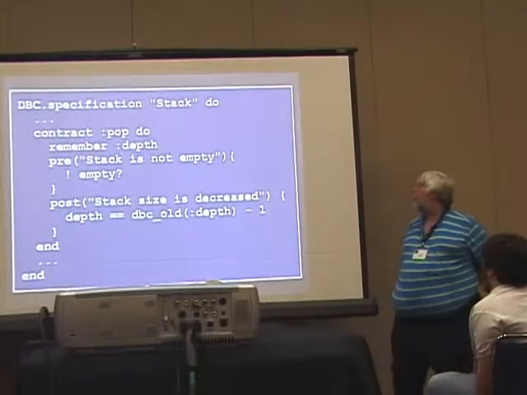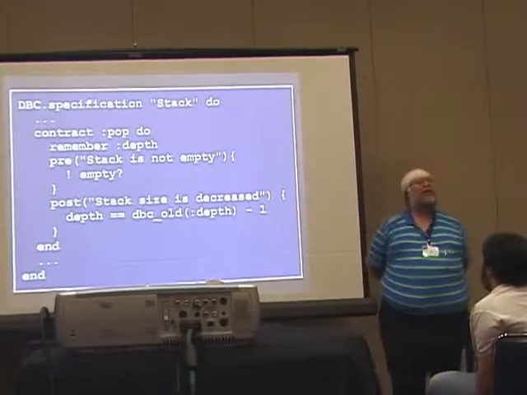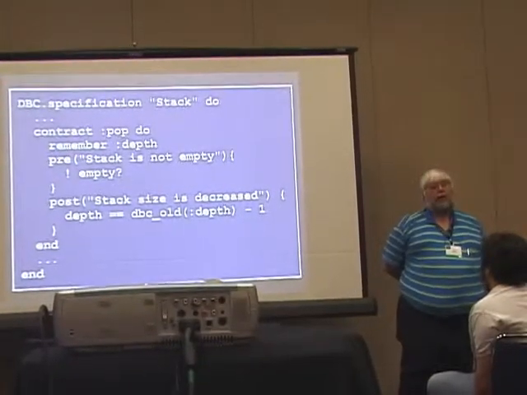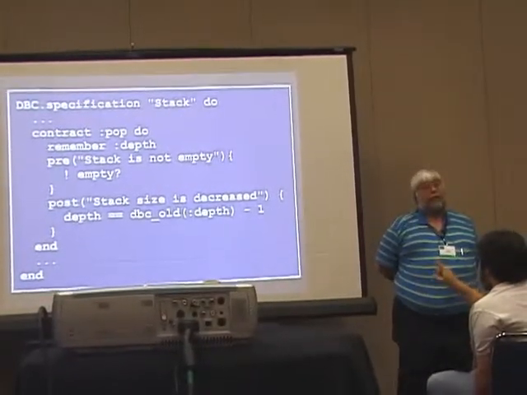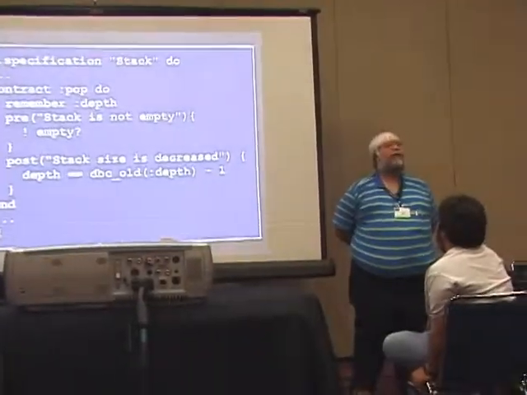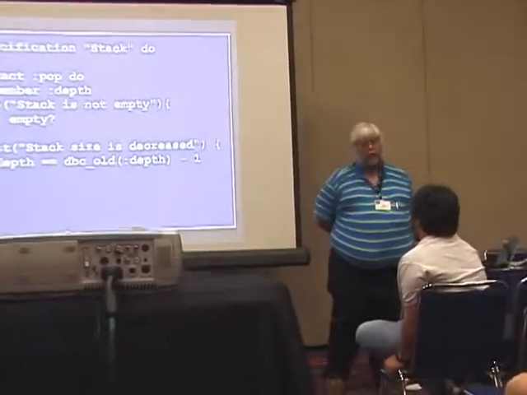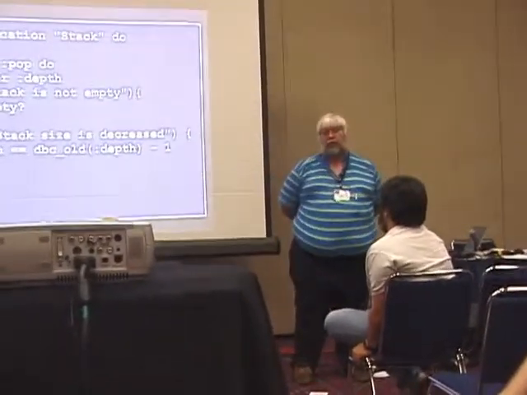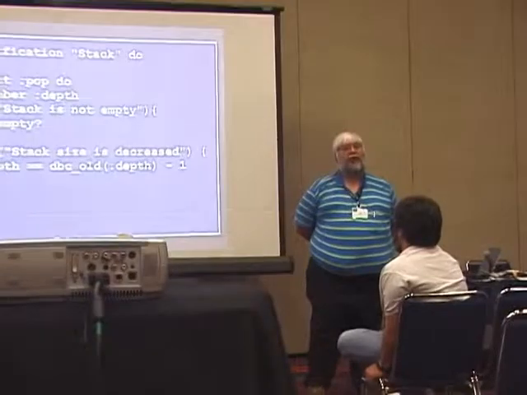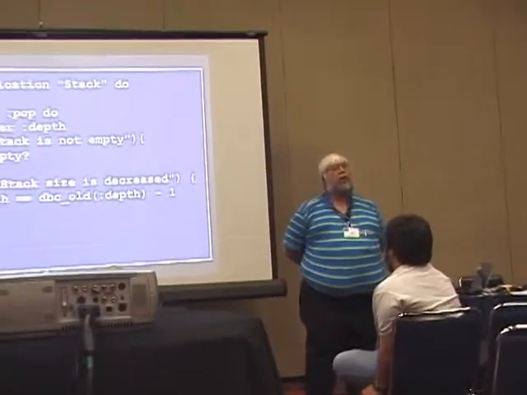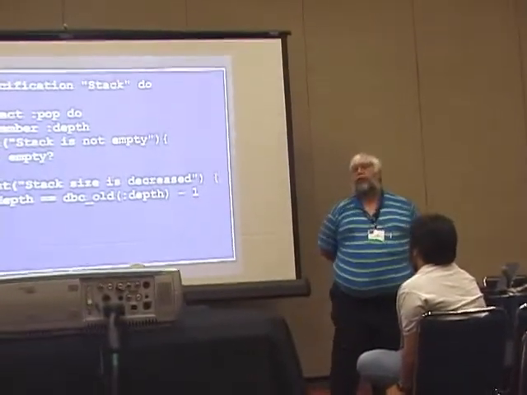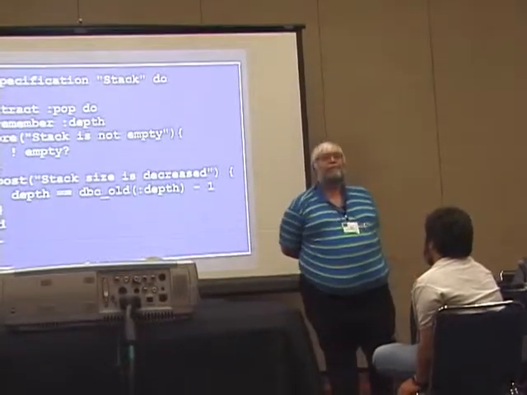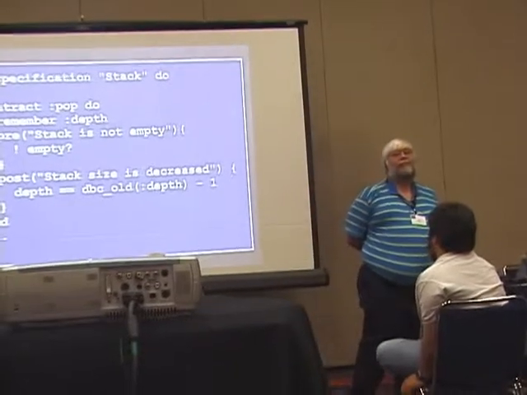Yes, if it returns a value, it should return top. We could add that. But more importantly, after pop is done, what is the new value of top? How would you write a postcondition for that? That it's not equal to the old top?